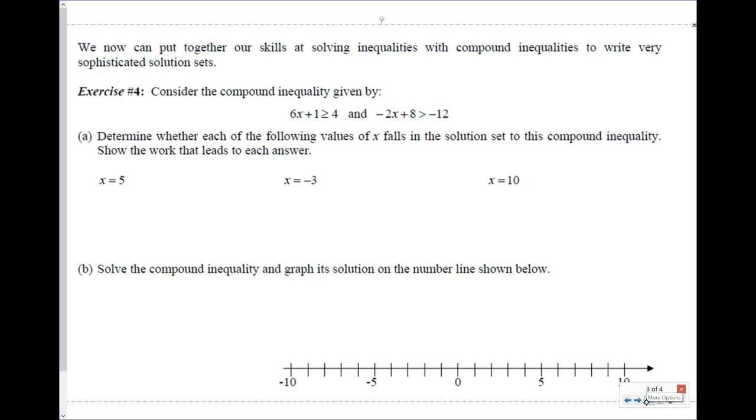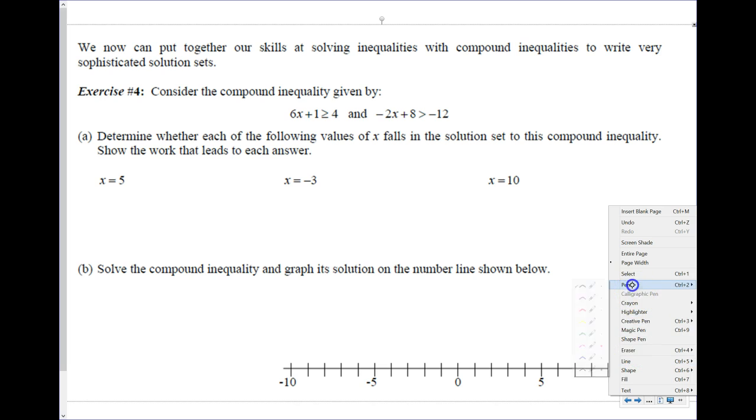Exercise 4. Now we're going to put everything together, and we're going to solve inequalities. So we were just working with simple numbers, now let's go back to solving inequalities and applying what we just learned. Exercise 4 says, consider the compound inequality given by 6x plus 1 is greater than or equal to 4, and -2x plus 8 is greater than -12. Letter A says, determine whether each of the following values of x falls in the solution set to this compound inequality. Show the work that leads to the answer.